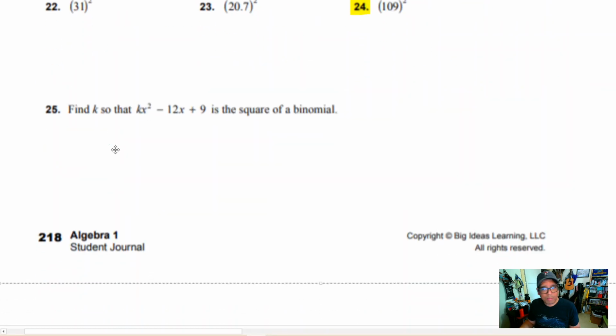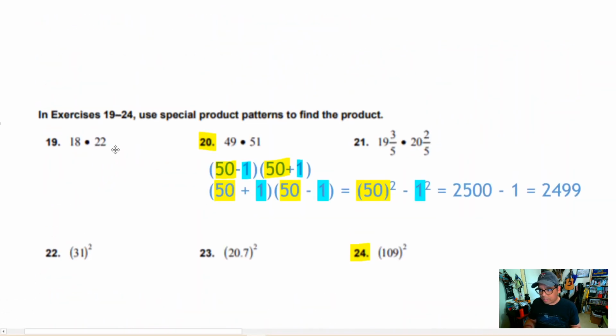So that's all of the problems that we wanted to go over with this one. There's another video coming that's going to be on the other two special patterns, squaring a sum and squaring a difference, and that'll definitely be linked to this video.